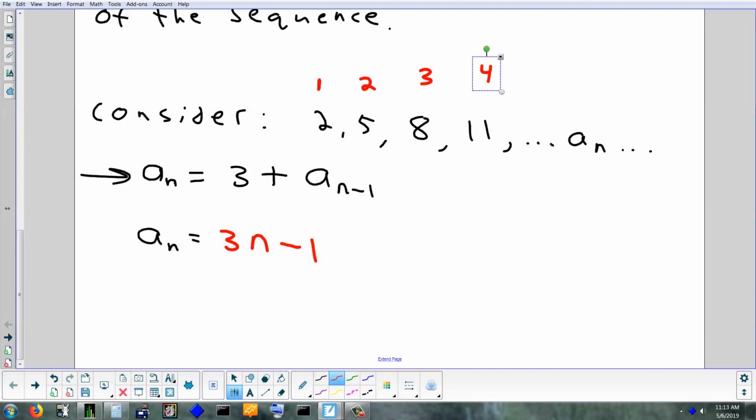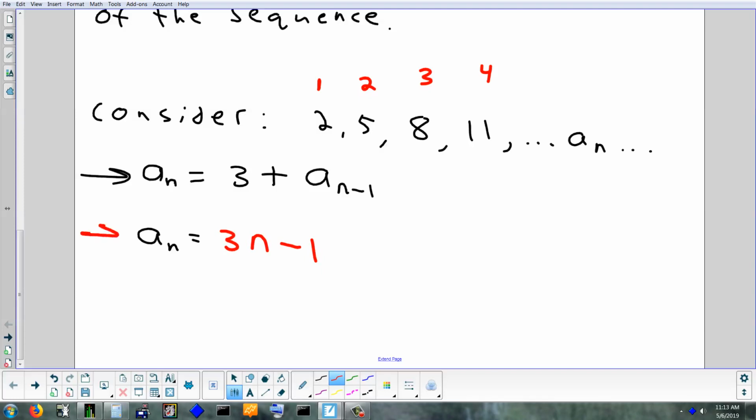We want to know the number in the fourth position. Do 3 times 4 minus 1. Yep, that's 11. So now if I wanted to know the number in the 200th position, it's just 200 times 3, 600, minus 1, 599. Done. So I just found the 200th number without finding every single number before it.